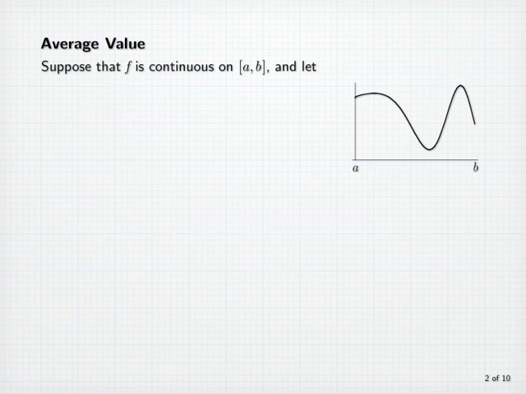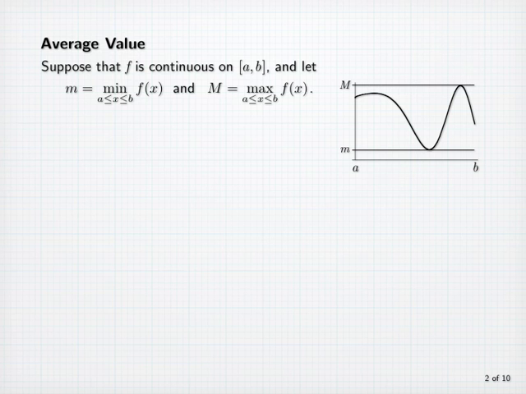Average value. Suppose that f is continuous on the closed interval ab, and let little m denote the minimum value of f on that interval, and let capital M denote the maximum value on the interval. It follows then that the integral from a to b of f of x dx is between little m times b minus a and big M times b minus a.